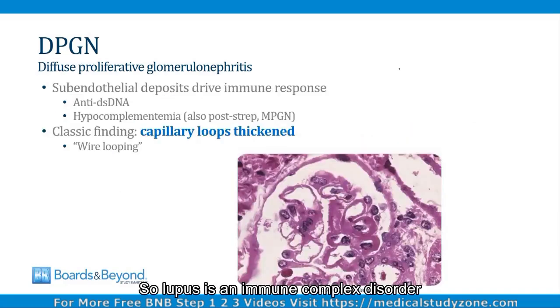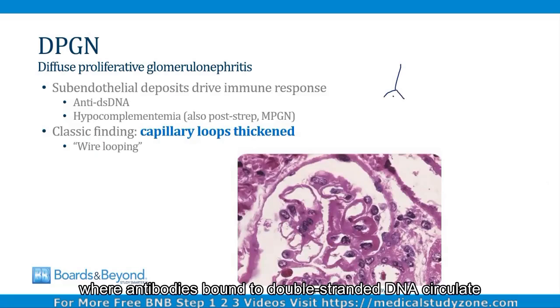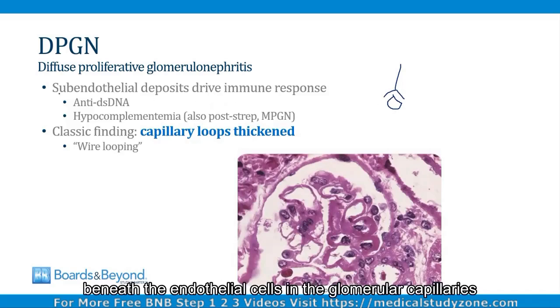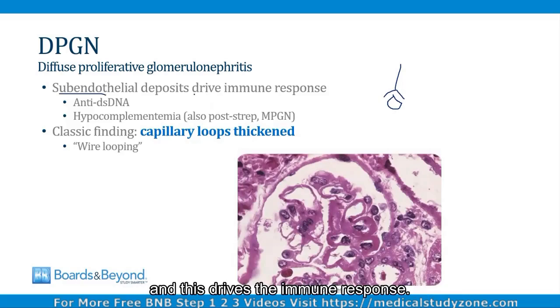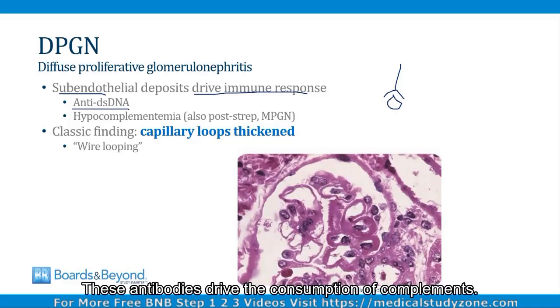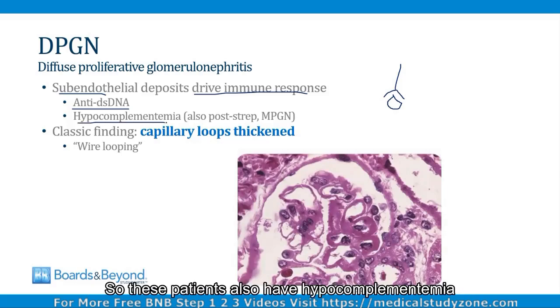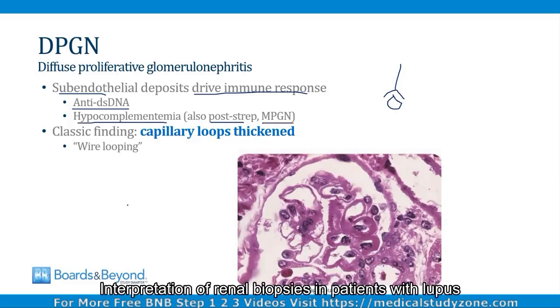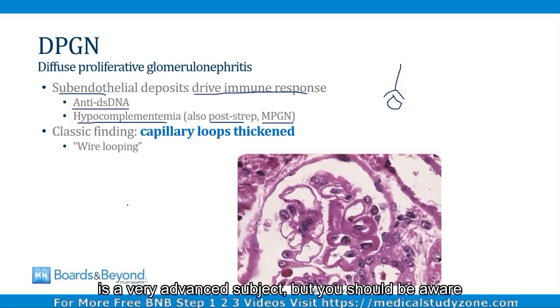So lupus is an immune complex disorder where antibodies bound to double-stranded DNA circulate and deposit in the skin and the joints and the kidneys. And in the nephron, they deposit beneath the endothelial cells in the glomerular capillaries, and this drives the immune response. So beneath the endothelial cells of the capillaries, you can find anti-double-stranded DNA antibodies. These antibodies drive the consumption of complement, so these patients also have hypocomplementemia, just like patients with post-streptococcal GN and MPGN.